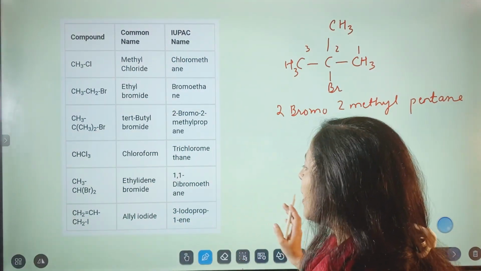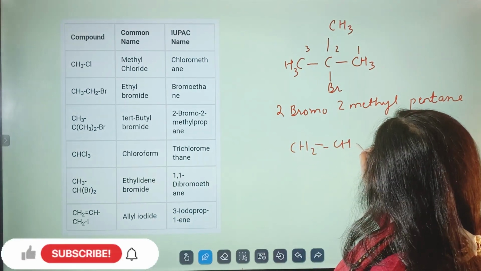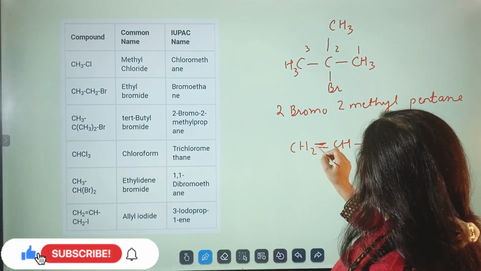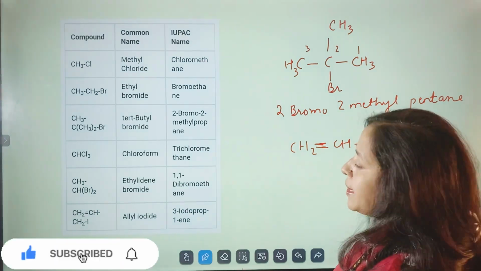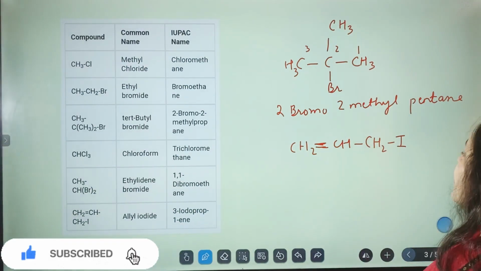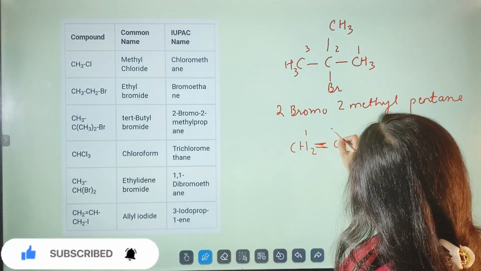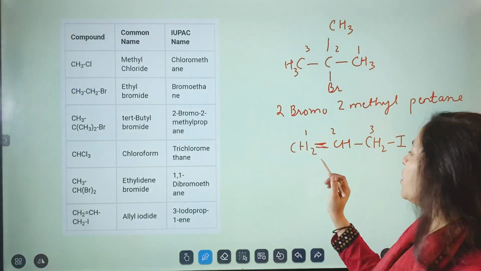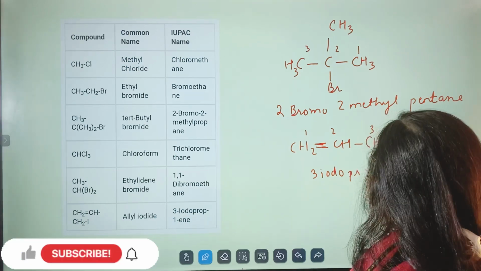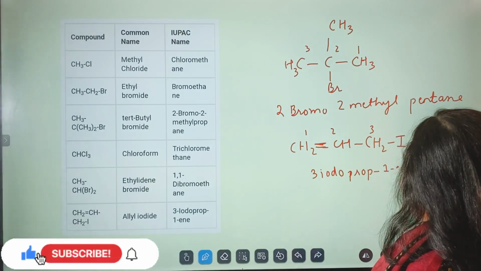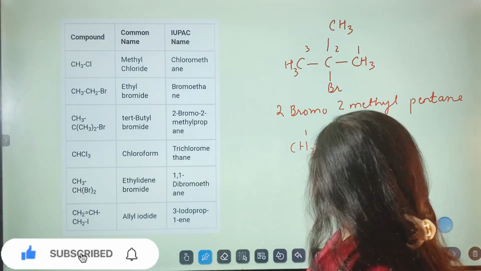The next one is ethylidene bromide, which we will call 1,1-dibromoethane. Then allyl iodide. Students, this group is known as the allyl group, with the double bond here. So we call it allyl iodide as a common name. But if you want the IUPAC name, we number it 1, 2, 3, giving preference to the double bond. So it will be 3-iodoprop-1-ene. This is how you give names to these compounds.